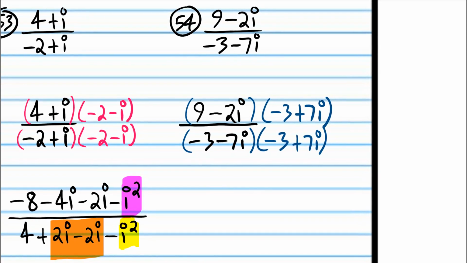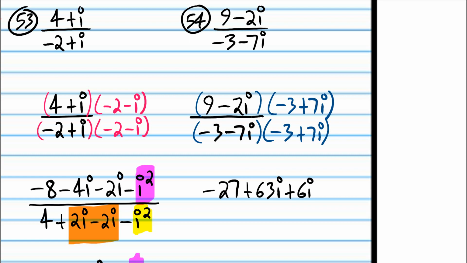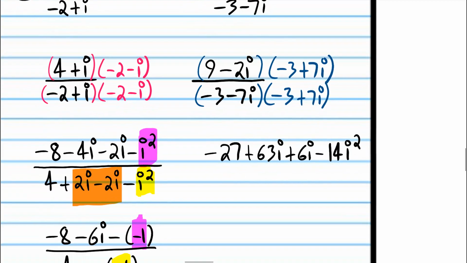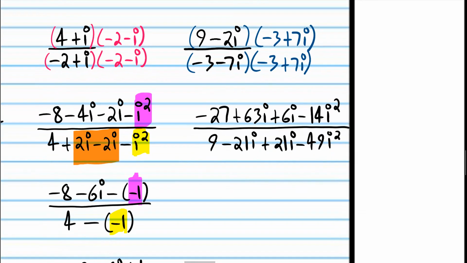Let's double check everything, make sure it's all correct. It looks right. Let's use FOIL in the numerator. And we have negative 27 plus 63i plus 6i minus 14i squared. And in the denominator we have 9 minus 21i plus 21i minus 49i squared.